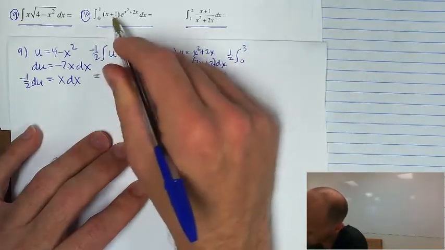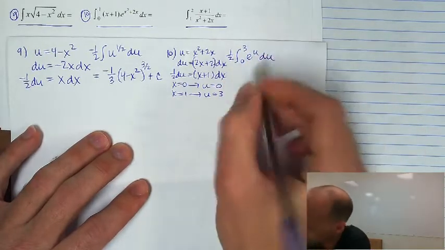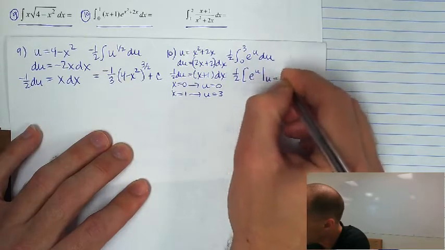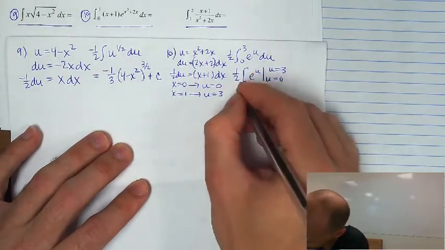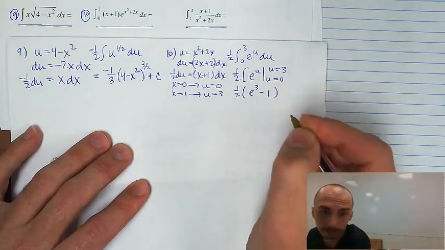So now I'm integrating from 0 to 3, half of du. What did I actually do with u? I took e to the u and multiplied by du. Okay, so that's half of e to the u as u runs from 0 to 3. And so that's half of e to the 3 minus e to the 0.